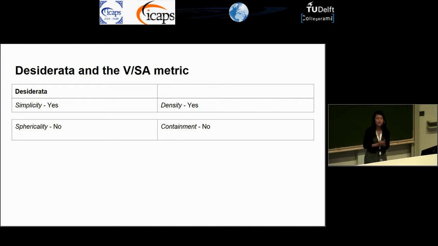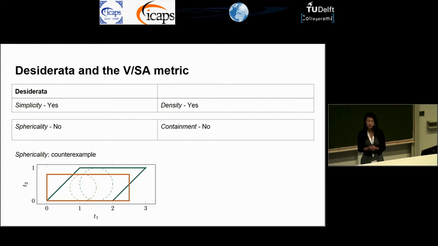However, we were actually surprised that it didn't satisfy sphericality and containment, and so I'll run through a couple of counterexamples for those. So a counterexample for sphericality: if we consider two STNs, one of which is a rectangle and the other is a parallelogram, based on sphericality, the parallelogram should be more flexible. However, the volume to surface area ratio of the rectangle is actually a little bit higher, and this is sort of because of the sharp corners of the parallelogram, so it's sort of less round.